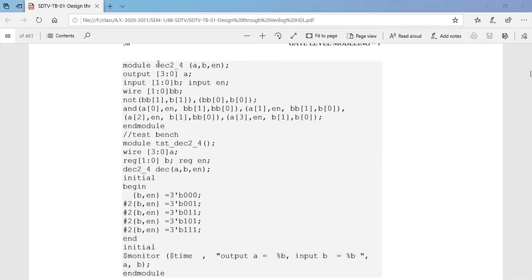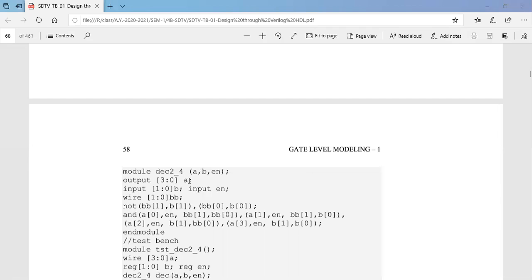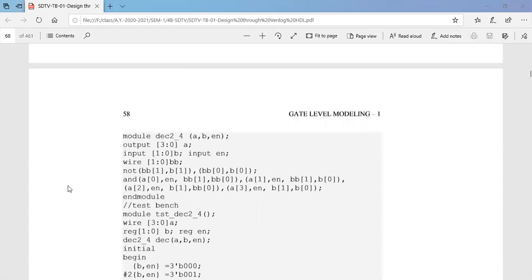So we are mentioning its name. It's a module for decoder 2 by 4, DEC 2_4, which is user defined, right? And here we are mentioning A, B and enable signal. So what are the outputs and what are the inputs? So here output is A. It is a 4-bit. Input is B. It is 2-bit.